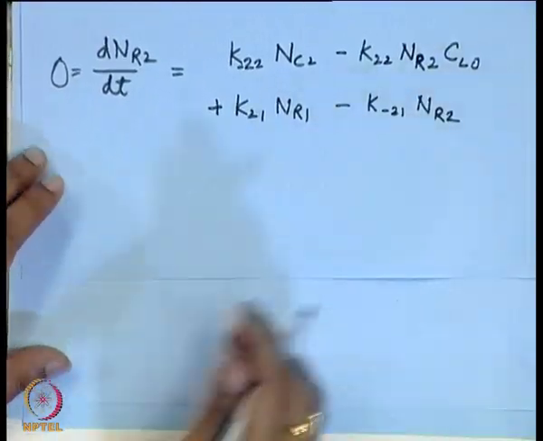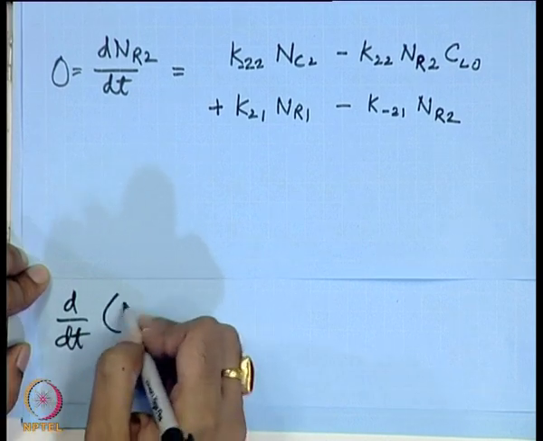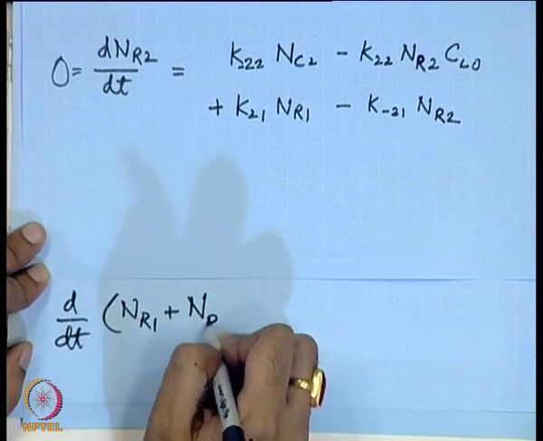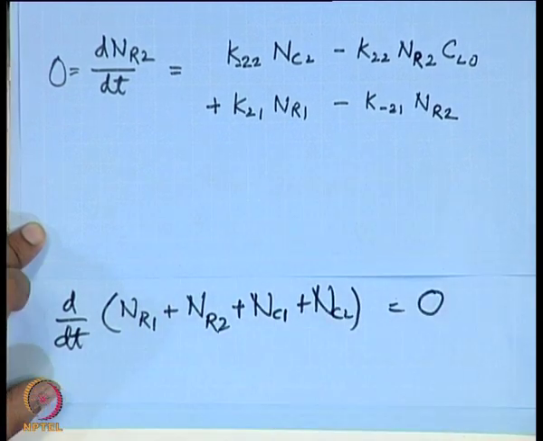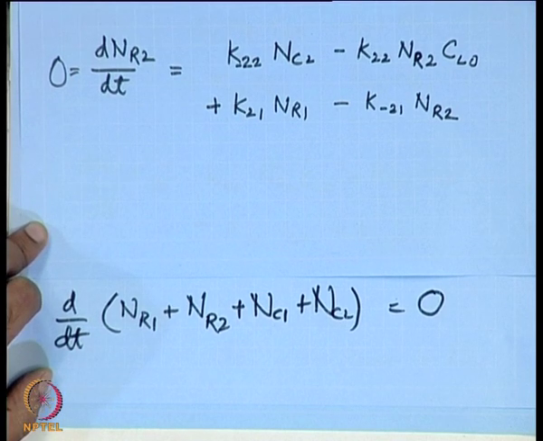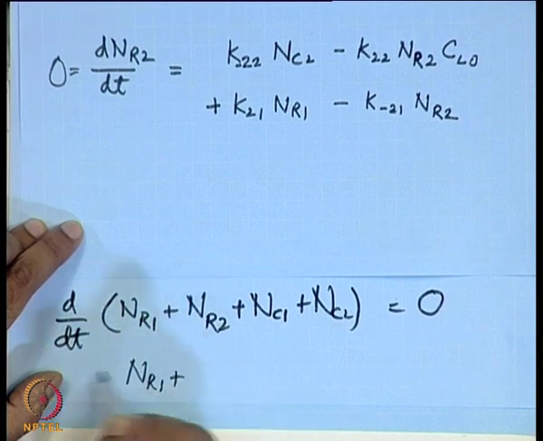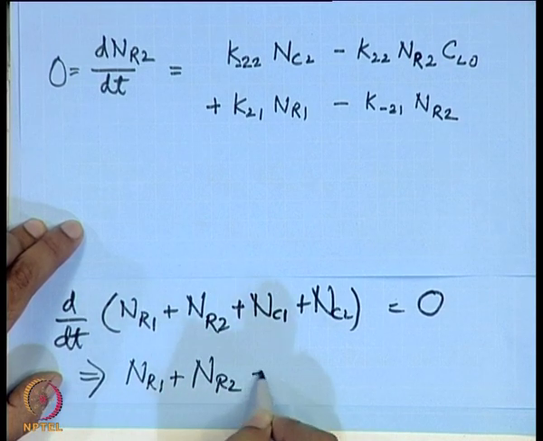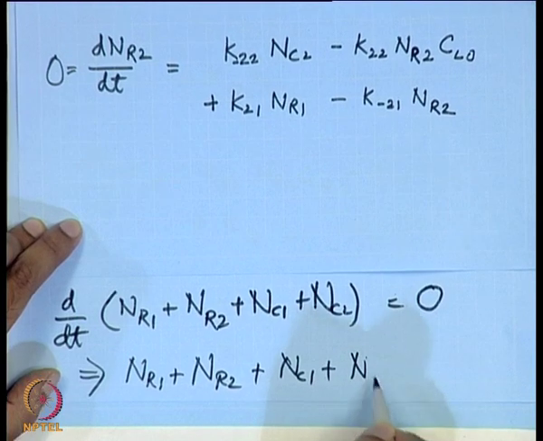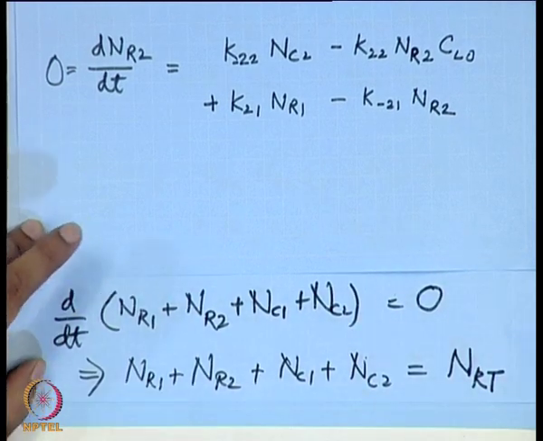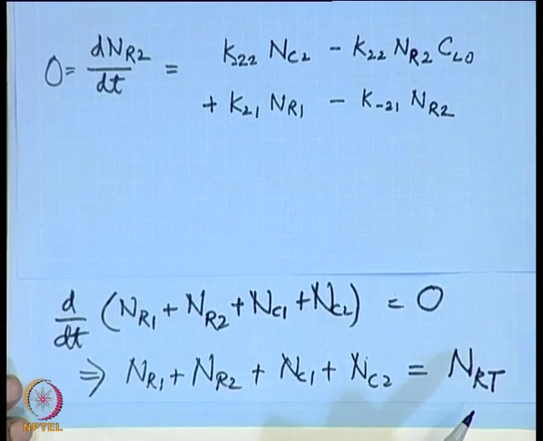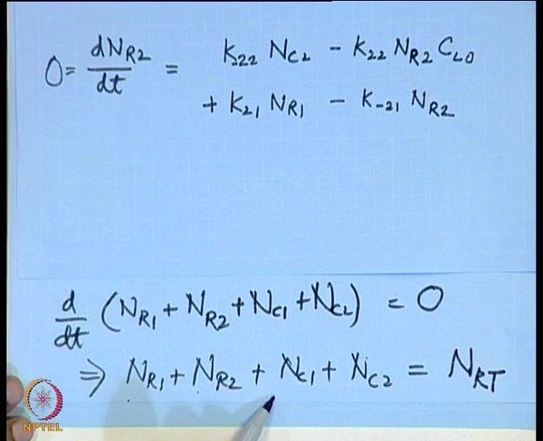If I add all these 4, what I get is d/dt of NR1 plus NR2 plus NC1 plus NC2, the summation is 0. Which means that NR1 plus NR2 plus NC1 plus NC2, their sum comes out to be a constant, which is NRT, the total amount of receptors present. In other words, the total amount of receptors is divided into the free receptor 1, free receptor 2, the receptor 1 complex that has been formed, and the receptor 2 complex that has been formed.